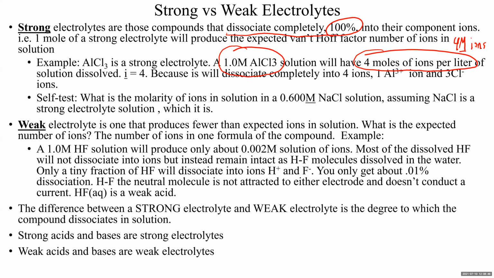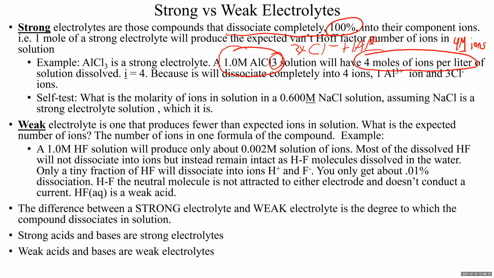Obviously you're going to have an equal number of positive and negative charges, even if not an equal number of ions themselves. So you'll get 4 molar concentration of ions. That's the Van't Hoff factor at work. So 1 molar aluminum chloride gives you exactly 4 molar ions because every single one of these chlorides separates out. And so you get 3 chlorides, plus 1 aluminum. So that's 4 ions per mole of aluminum chloride.